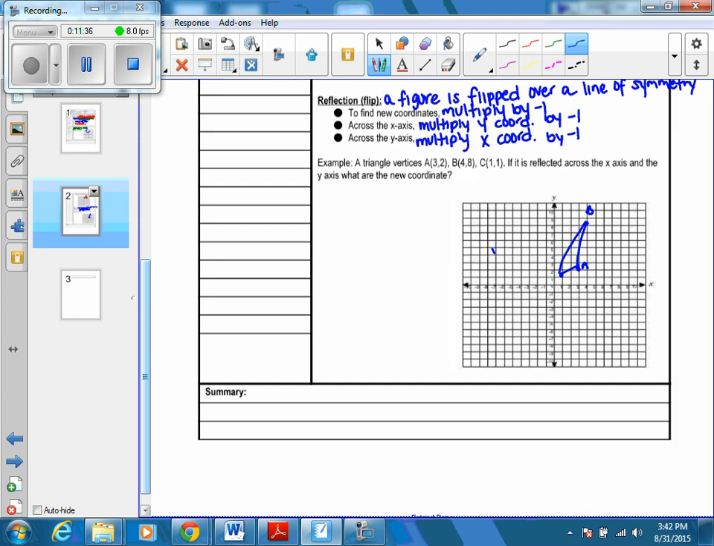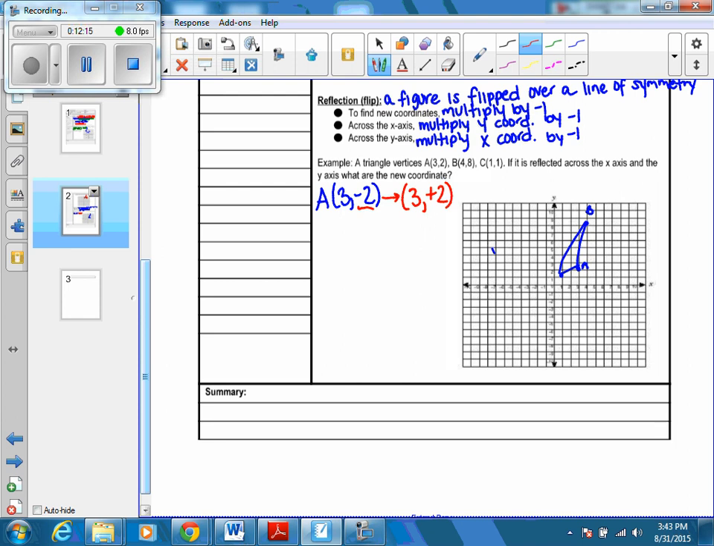Okay? So if we talk about reflecting something across the x-axis, it tells me that I have to multiply the y-coordinate by -1. So if I look at my coordinate for A, my coordinate was 3, 2. If I multiply that y-coordinate by -1, then I'm going to get 3, -2. Remember, 2 times -1 equals -2.